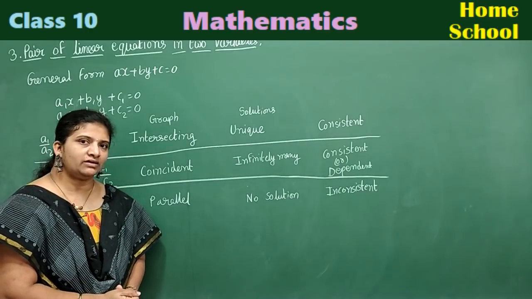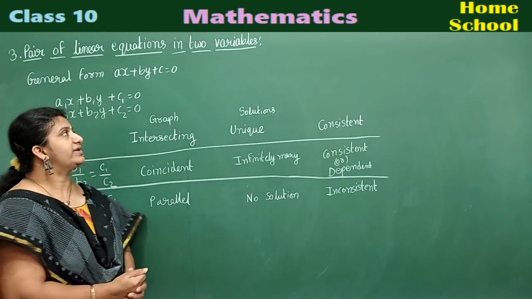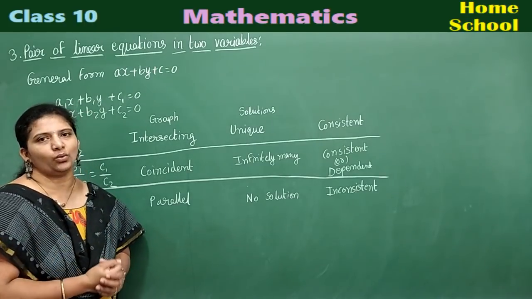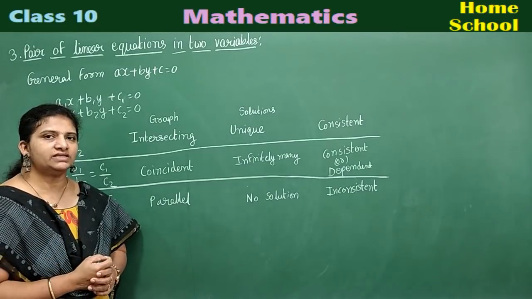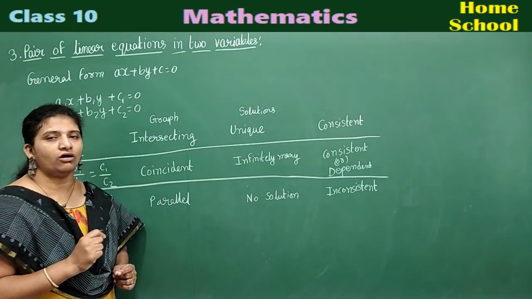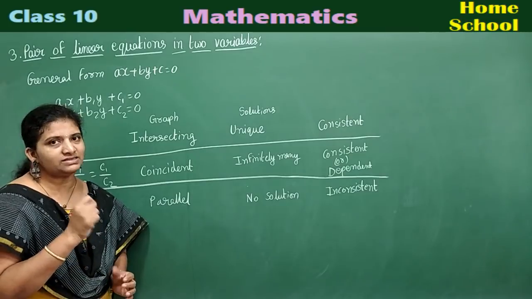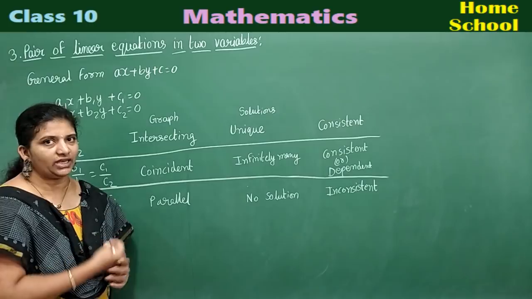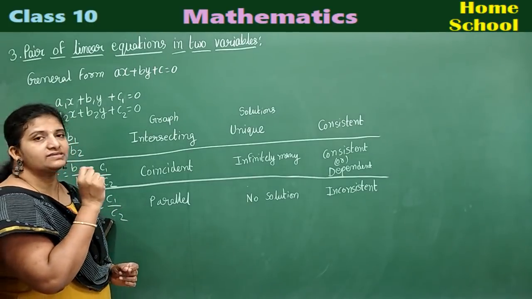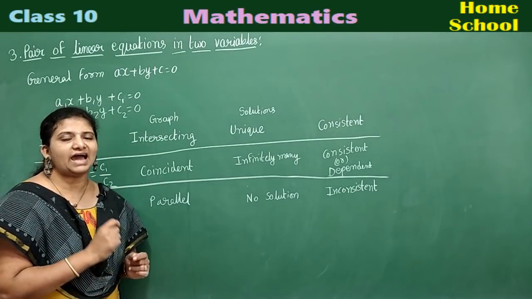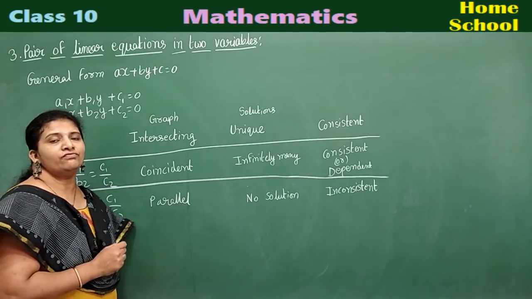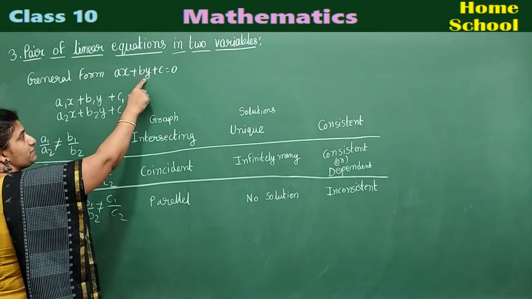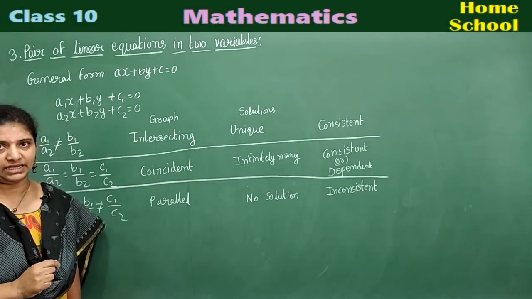Coming to your next chapter, that is chapter number 3, pair of linear equations in two variables. Linear equations means its highest power or the degree is 1. That is a linear equation. Pair of linear equations in two variables. What are the two variables? X and Y. What is the standard form for this? Standard form of linear equation in two variables, that is Ax plus By plus C equal to 0.